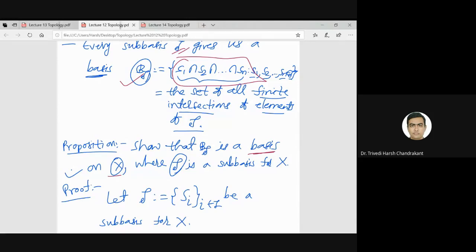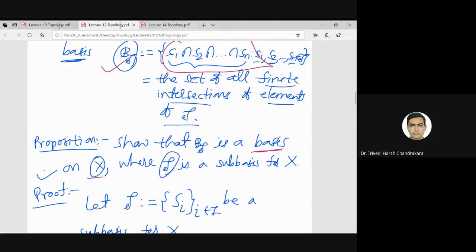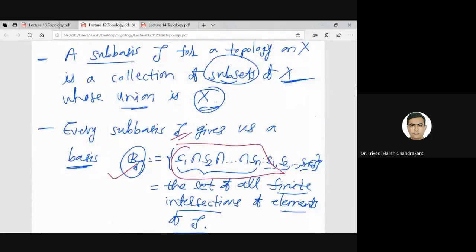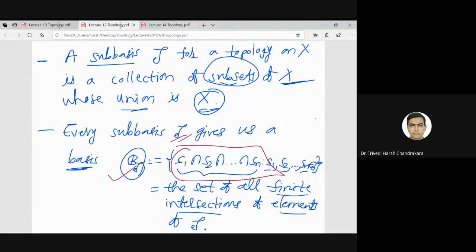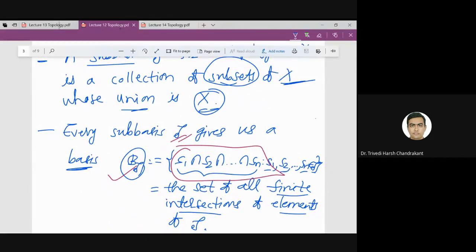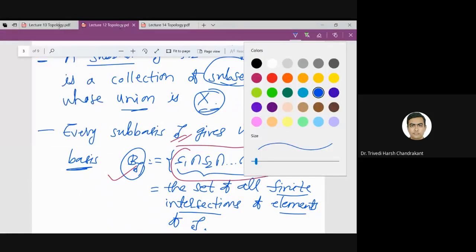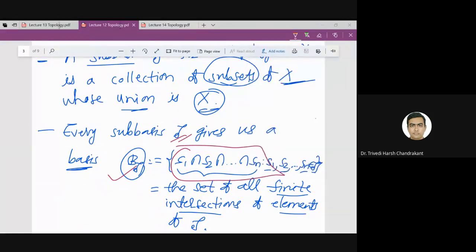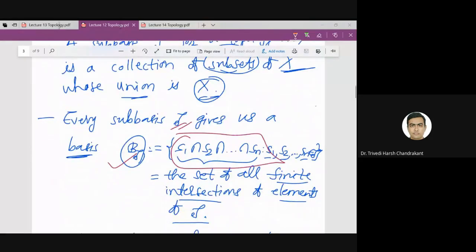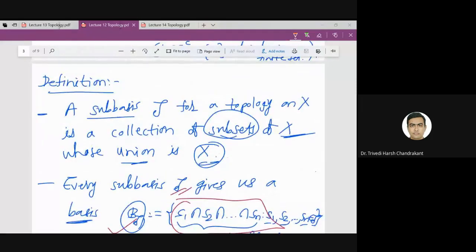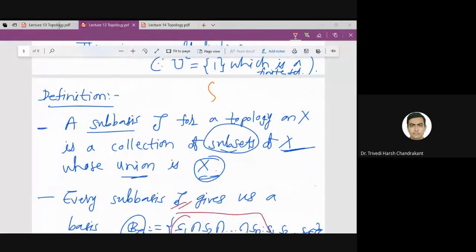So in the lecture before last lecture, we discussed subbasis for a topology on X. A subbasis is a collection of subsets of X whose union is the whole set X. If this condition is satisfied, then we call the collection S alpha the subbasis of X.